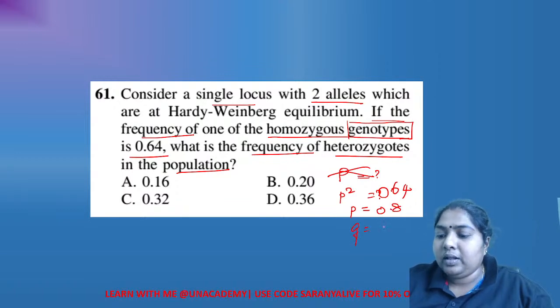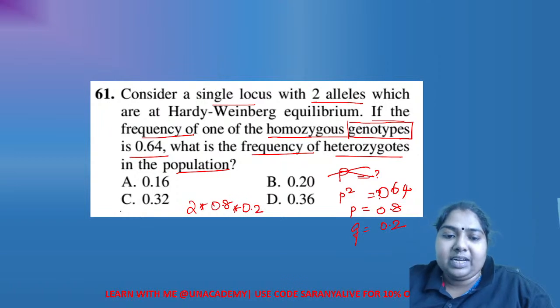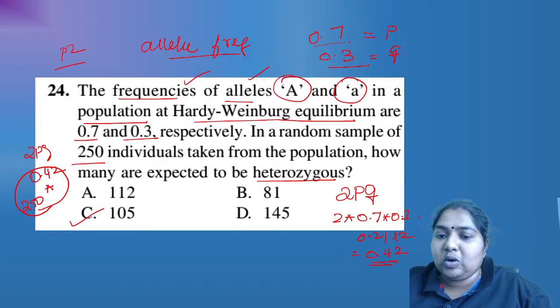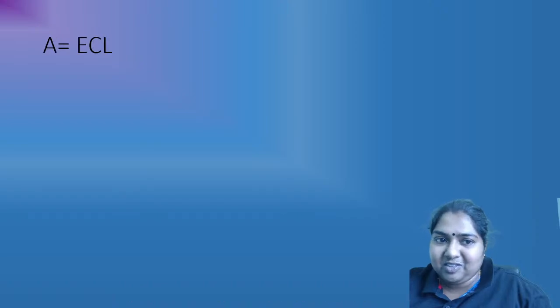What is Q? 0.2. So heterozygote is 2 into P into Q. So 2 into 0.8 into 0.2, that becomes 0.32. Got it? So now this is clear how to identify whether it is genotypic frequency or allelic frequency, P and Q, and then P squared and Q squared. Now the problem is resolved.